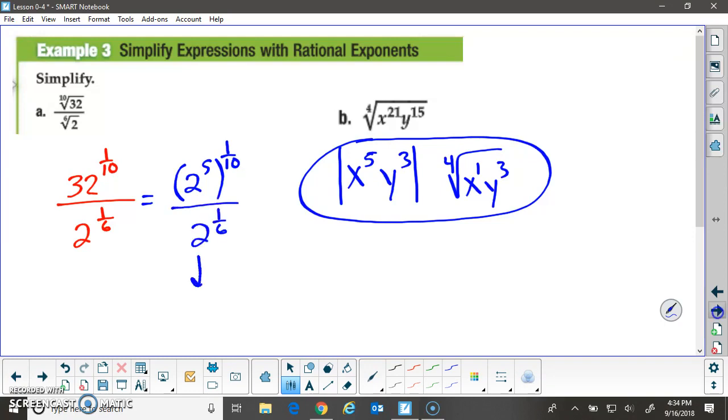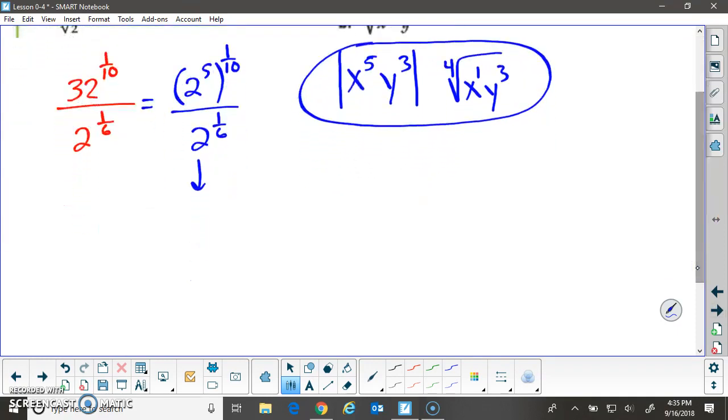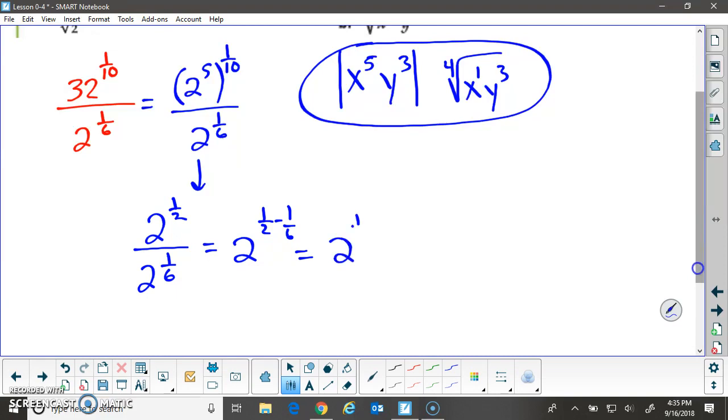Well, now what I can do is rewrite that numerator as 2 to the 1/2. Denominator stays 2 to the 1/6. Now I can subtract those two exponents. So this gives us 2 to the 1/2 minus 1/6. And if you take 1/2, or 3/6, and subtract 1/6, you get 2/6, which is 1/3. And that would be your answer with a fractional exponent. If you preferred to write it like this, you could do that as well.